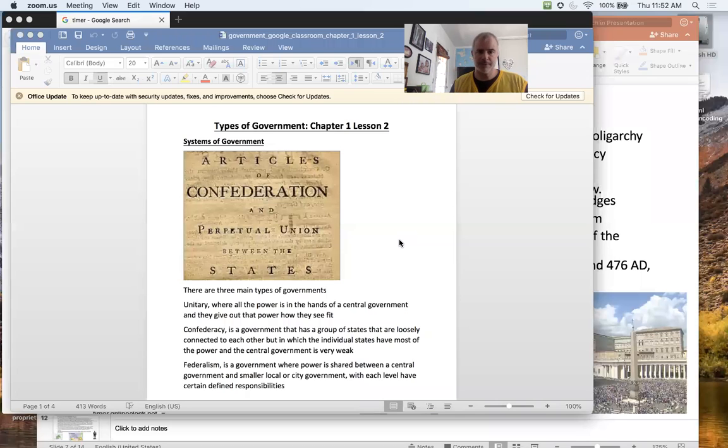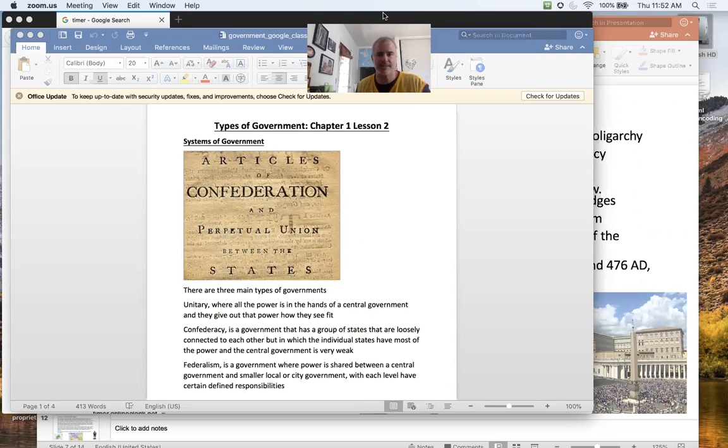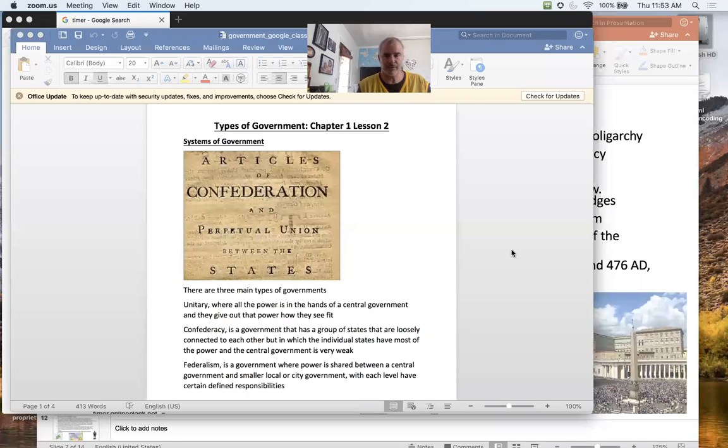And the example of the Confederacy could be found in the Articles of Confederation. We're going to find out that after the Revolutionary War against England, the first document the United States put together as its governing document was called the Articles of Confederation. So we're talking about the Articles of Confederation, and we'll find out later.